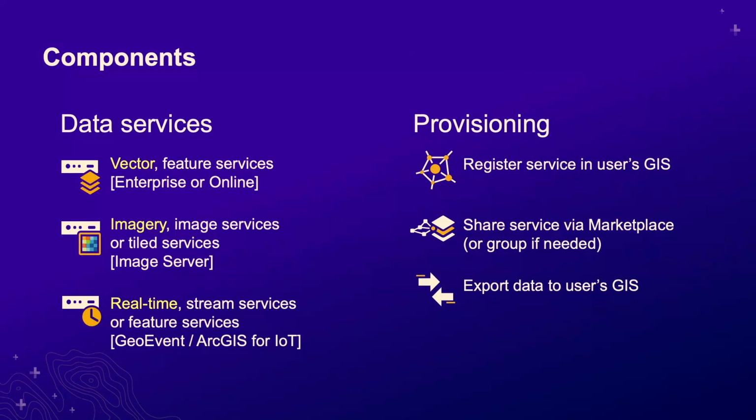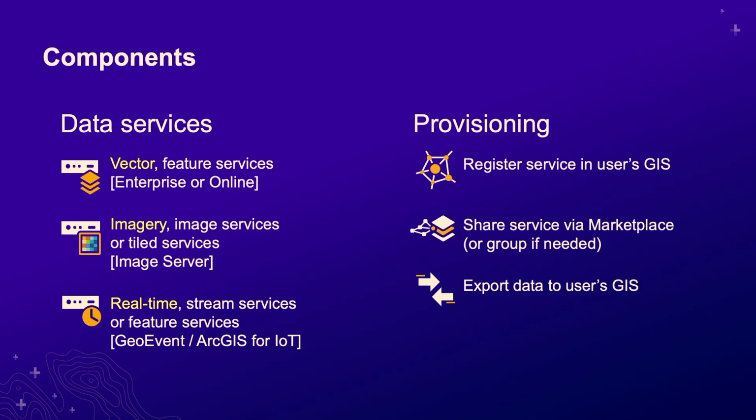Taking a look at the components here, when it comes to our data services, for vector data, the content will be delivered as feature services. And this can be from ArcGIS Enterprise or ArcGIS Online. There are some technical deployment differences, of course, between ArcGIS Enterprise and Online, but with vector data, there's an opportunity for you to deliver using both.